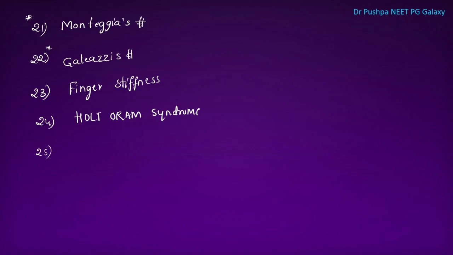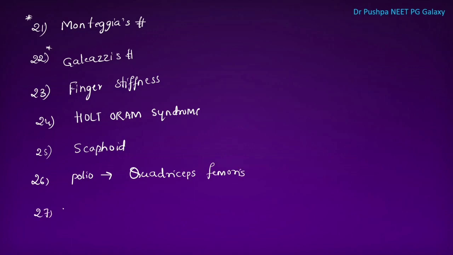Next one is, most common carpal bone involved in fracture is scaphoid. Next one is most common muscle involved in polio. Most common muscle involved in polio is quadriceps femoris.